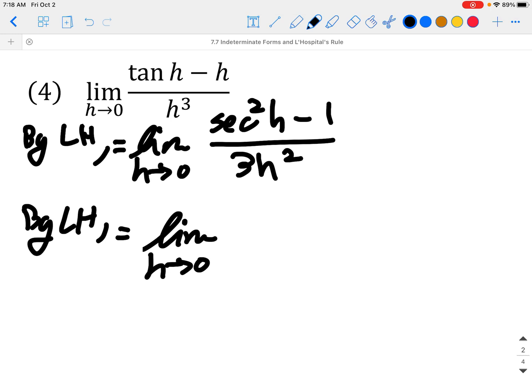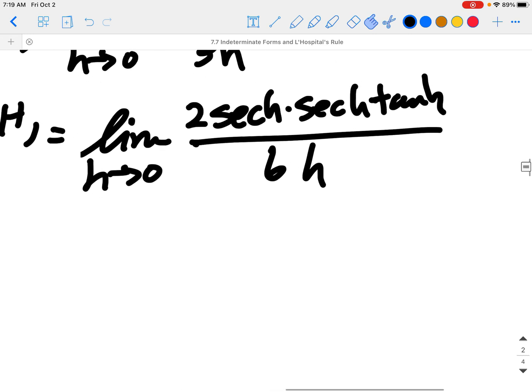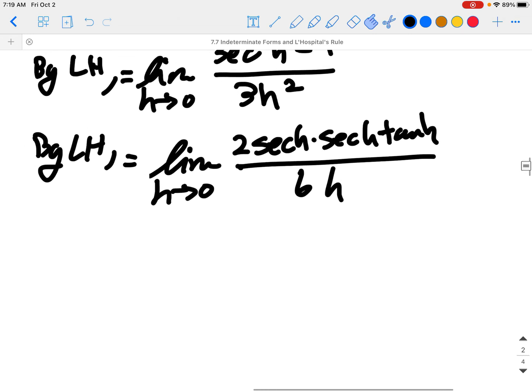So we have the limit as h goes to 0, so the derivative of secant squared is going to be 2 secant h times secant h tan h, using the chain rule, all over 6h. Okay, so now if we do direct substitution again, it looks like we might need to apply L'Hopital again, but actually we can kind of rewrite this a little bit.